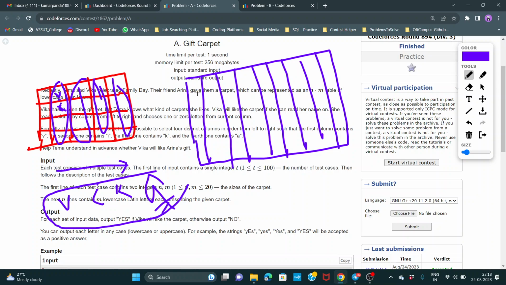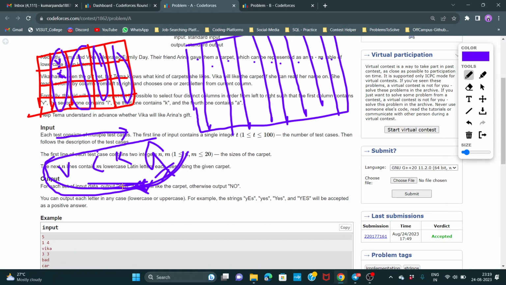And similarly here, see, 1 2 3 4 5 6 7 8 9 cells. Out of 9 cells you have to choose any four. After selecting the four cells, just traverse from left to right and check in those four cells whether the four characters are present or not.